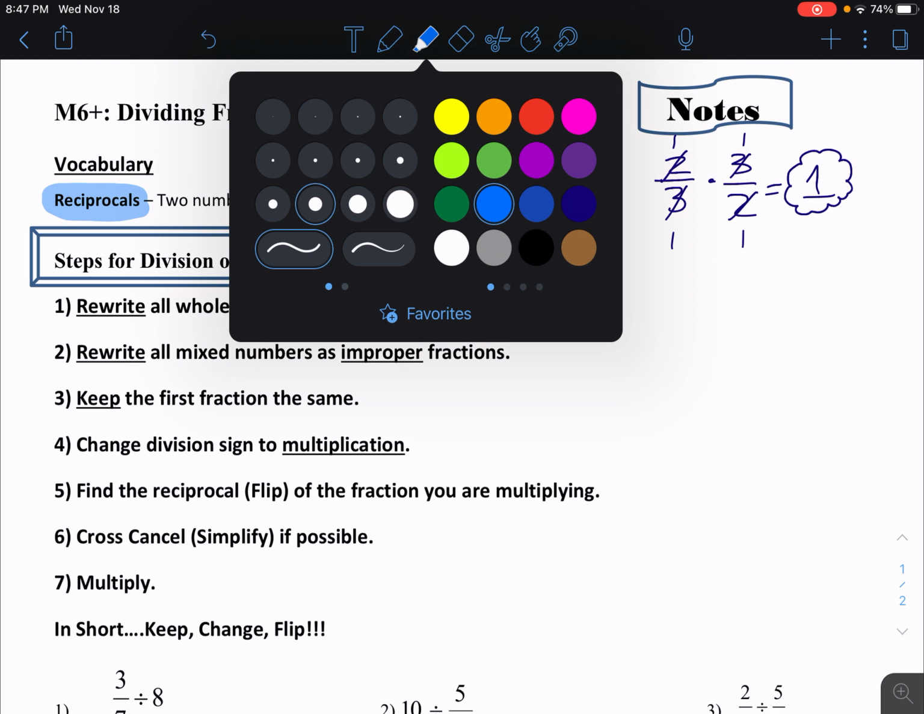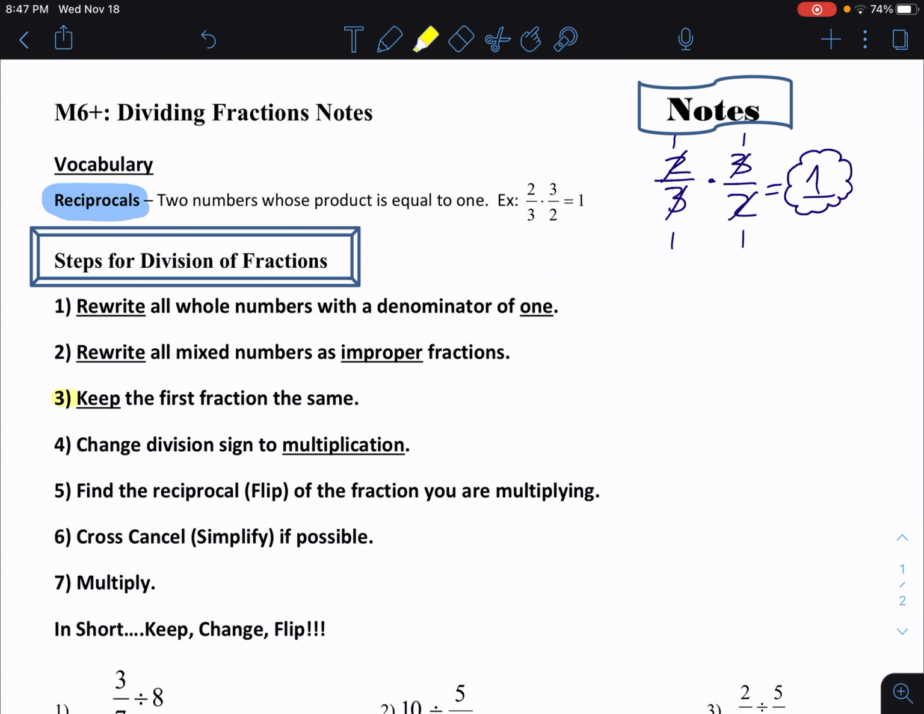This is where it changes. So step number 3 is where it changes from multiplying. So we're going to keep the first fraction the same. We're going to change the division sign to multiplication. And we're going to find the reciprocal of the fraction that you are dividing by. So we're going to keep, change, flip. So you can see down here, it says keep, change, flip. That's what that's referring to.